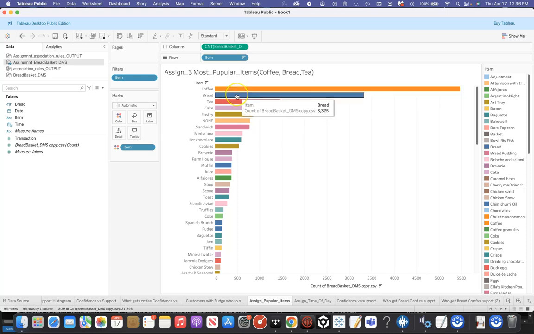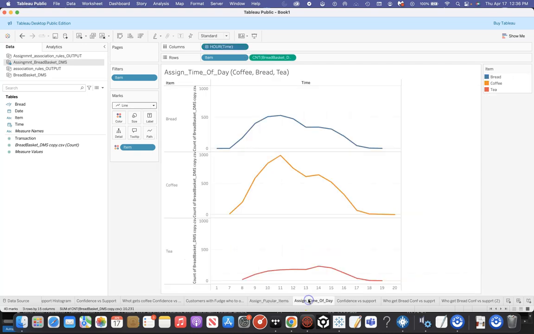In this, I'll be trying to see when I can pitch in or maybe offer bread to a customer based on what they already have in the cart or the purchase history. So we're going to move to the next slide here.